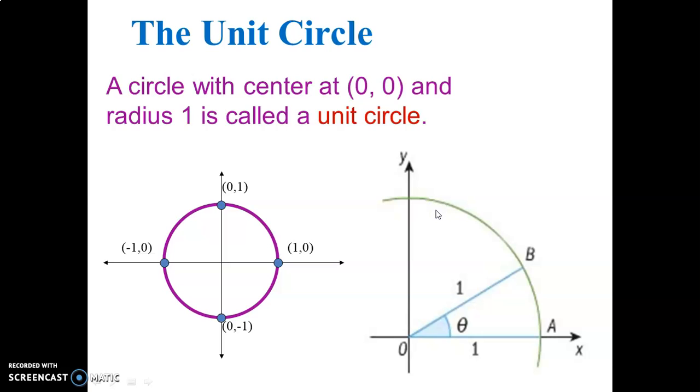Alright, let's talk about the unit circle. The unit circle is a circle that has a center at 0, 0, like here, and a radius of 1. Notice here it's 1 in every direction. Here's the unit circle as well. Center here, 0, 0, and radius here we can see is 1.